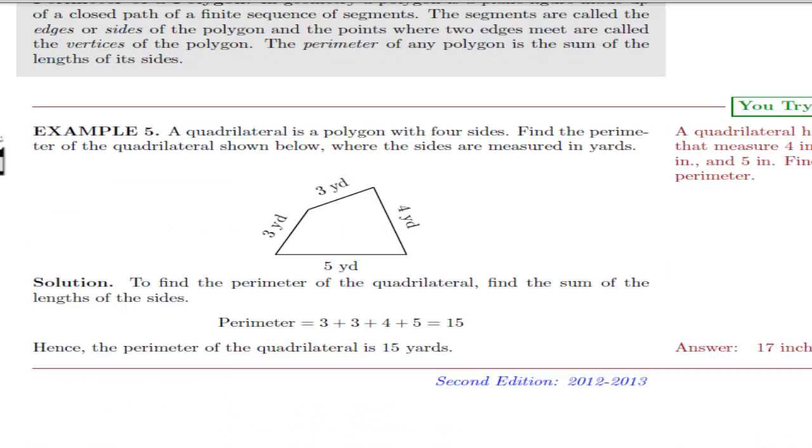Example 5. A quadrilateral is a polygon with 4 sides. Find the perimeter of the quadrilateral shown below, where the sides are measured in yards. Solution. To find the perimeter of the quadrilateral, find the sum of the lengths of the sides. Perimeter equals 3 plus 3 plus 4 plus 5 equals 15 yards.